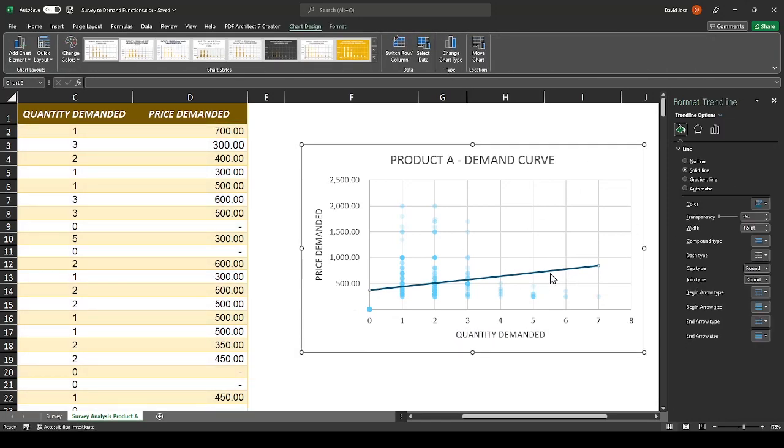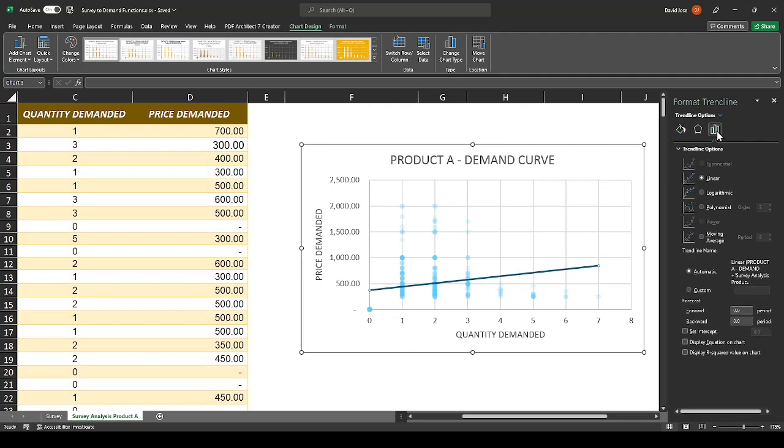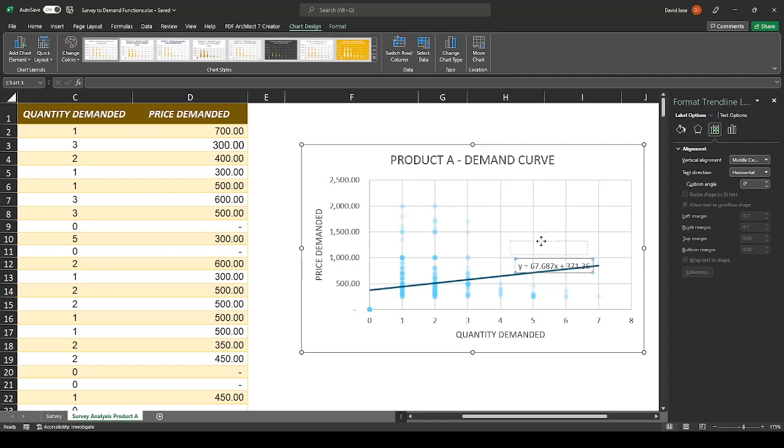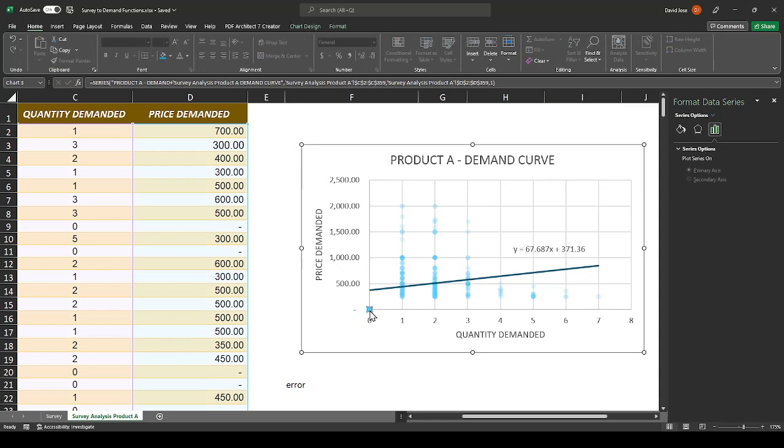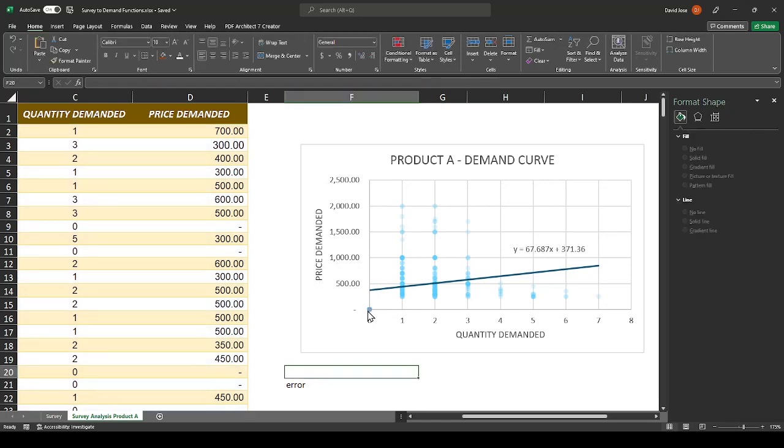Now that we have this regression line, we're just using Excel. We're now going to show the formula, and you just click display equation on chart. There we have it. Now we have this beautiful line. But there's an error in this one, and that is this red, dotted line. This should not be shown.